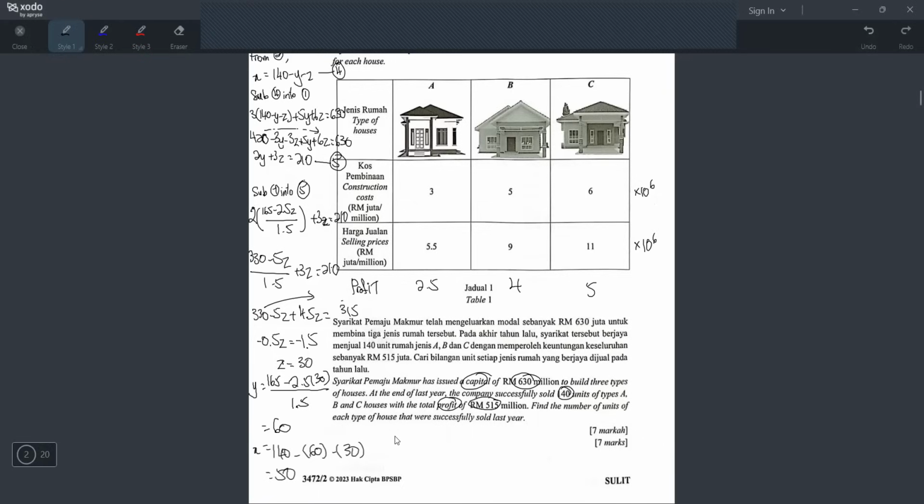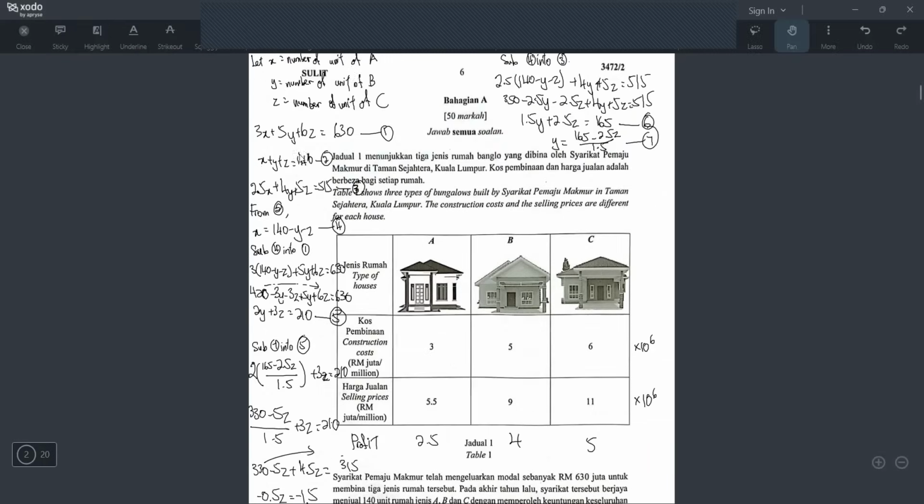So since you already find your x, y, z, now you get your final answer already, right? So find number of units of each type of house. So we cannot write x equals 50, y equals 60, z equals 30. Cannot, we have to write, because what the x, y, z represents?